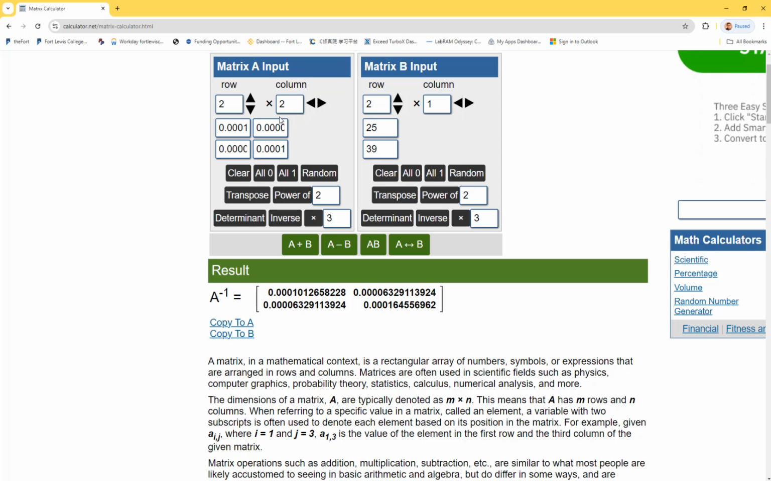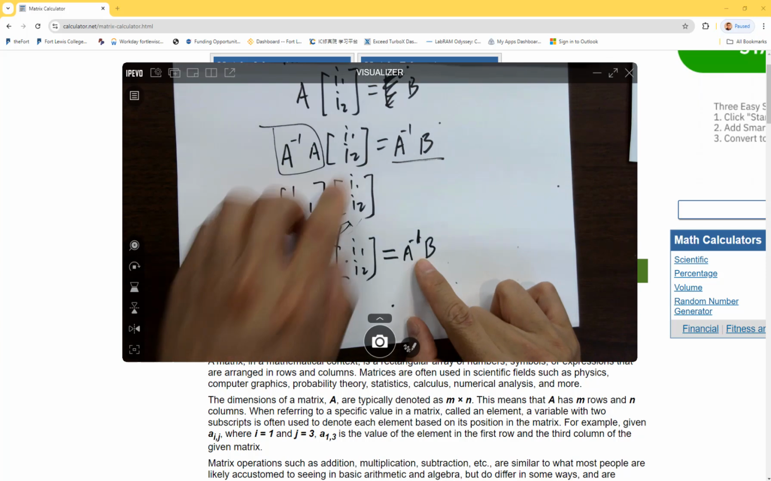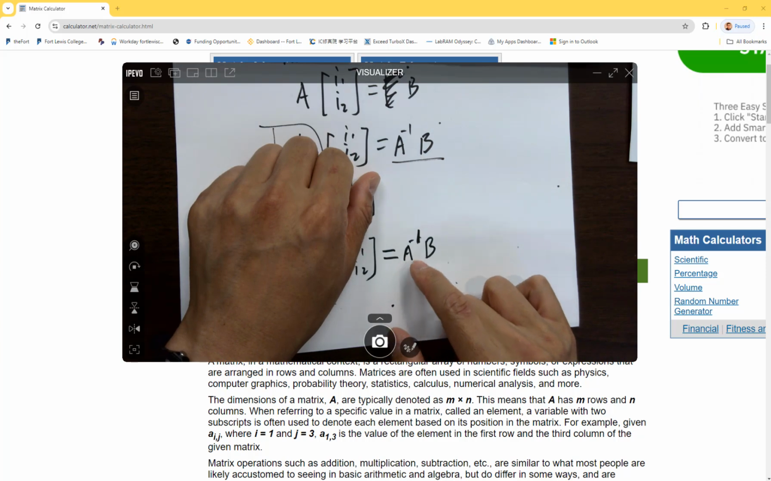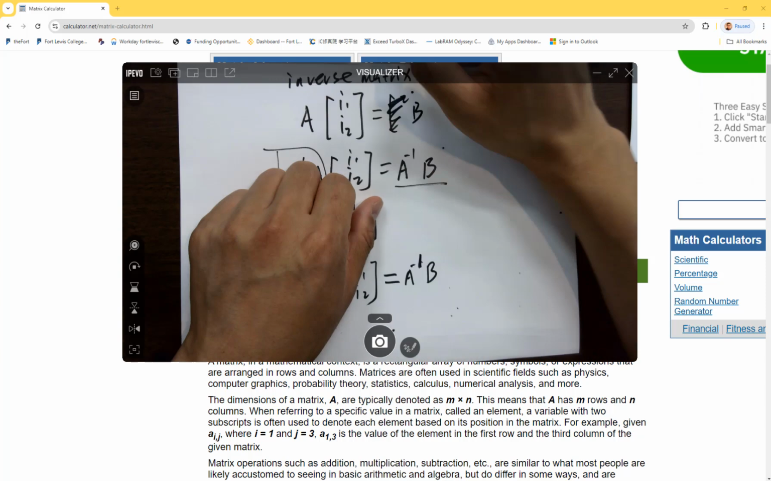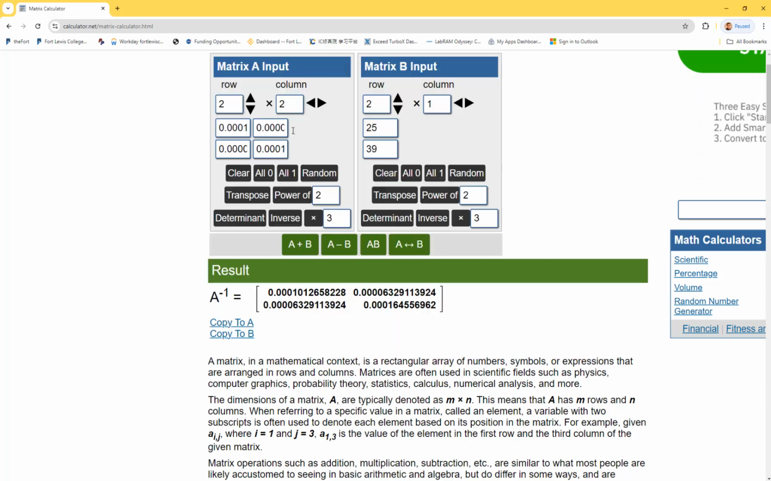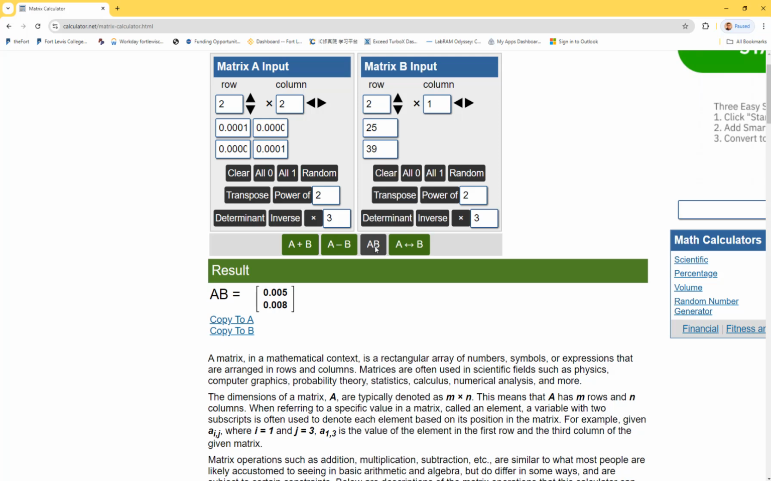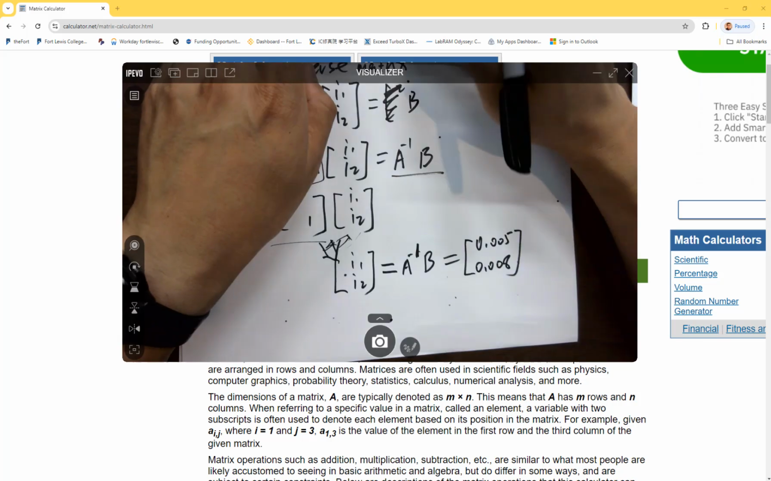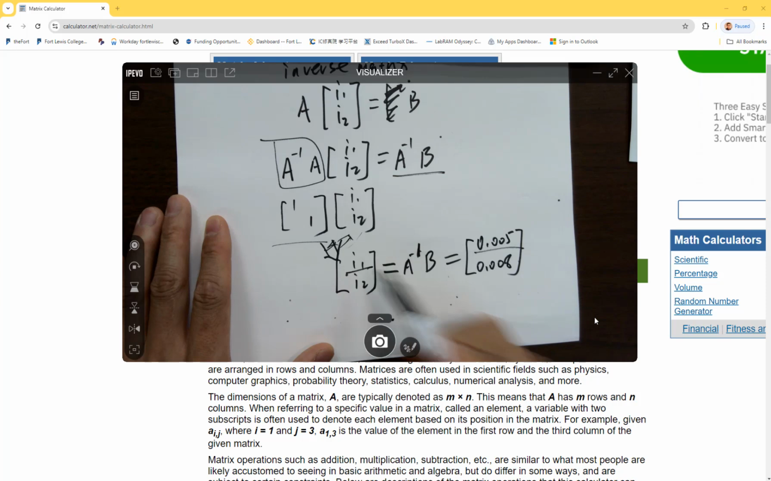So what you are getting is this. So the inverse of A is getting replaced. And now here's B, which I already typed in. Here's B. And A inverse times B, right? Done. So what are these two values? 0.005 and 0.008. If you come back to the paper, the nice thing is, this will be I1 and this will be I2.